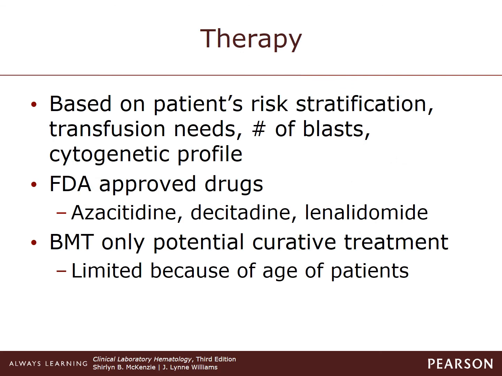Now, as for therapy, it definitely depends on the patient's risk, transfusion needs, and the number of blasts, as well as if there's any kind of cytogenetic abnormality identified. There are certain types of FDA drugs that have been approved, but the only curative treatment or potential curative treatment here is a bone marrow transplant. But again, the older the patient, the more likelihood they're not going to put the patient's risk at hand.